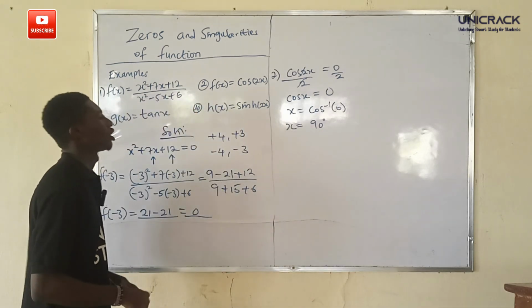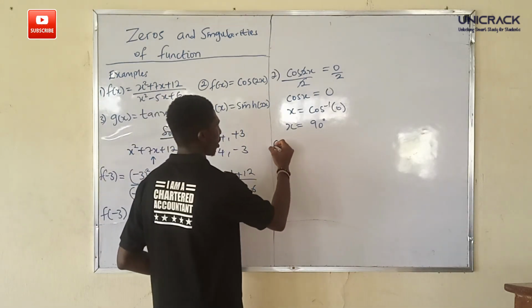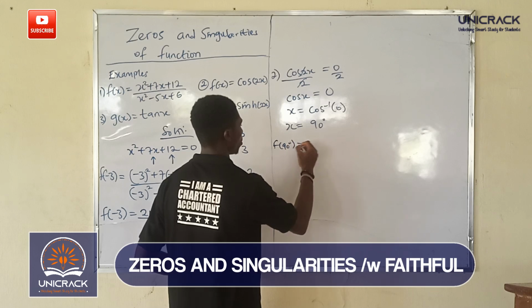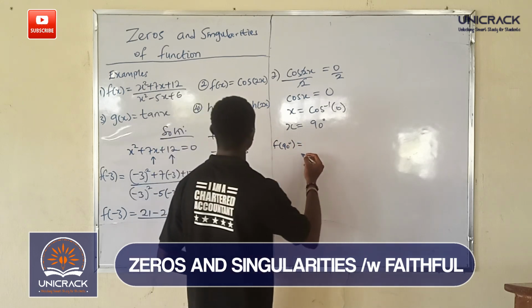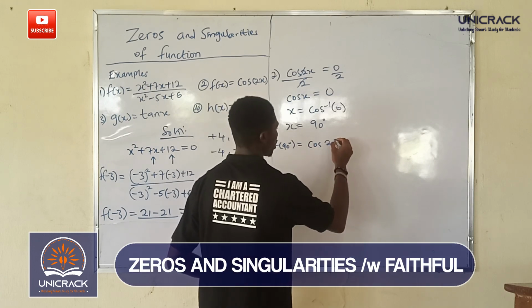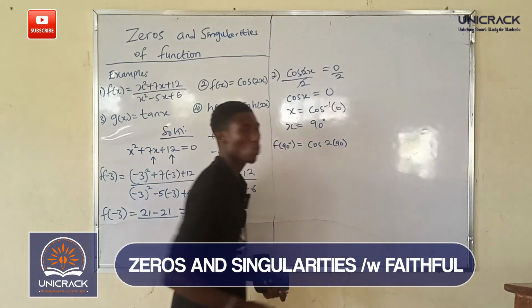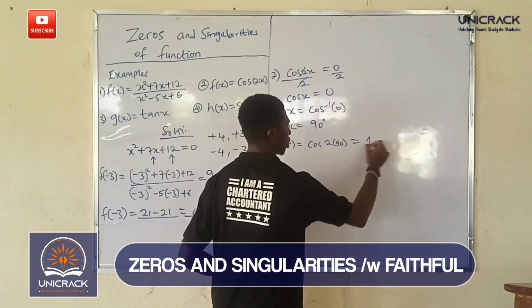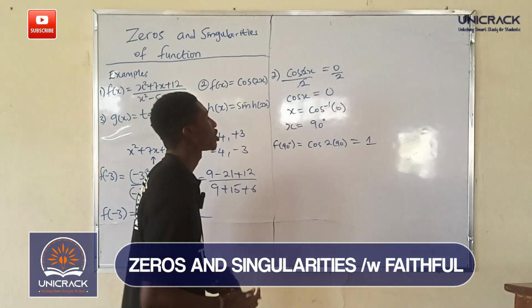Now, is it true that the 0 of this function is 90 degrees? Let us see. Let's find f of 90 degrees, meaning anywhere we see x, we replace it with 90. So we have cos of 2 times 90. 2 times 90 is 180. Cos of 180 is equal to negative 1, and therefore, this is not 0. So this is not true.